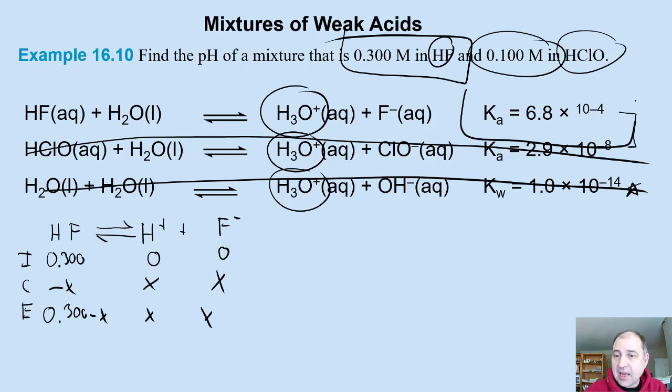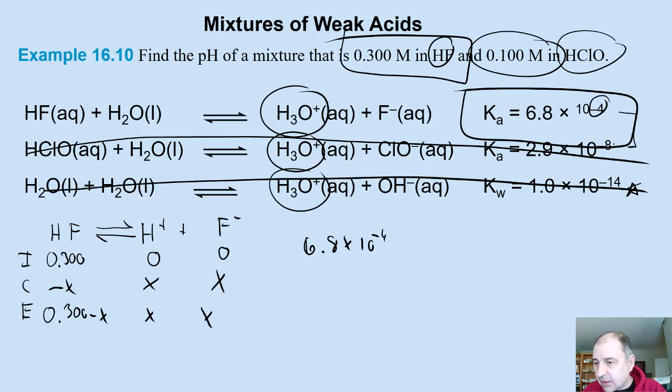I have Ka for HF. So Ka, which is 6.8 times 10 to the minus 4. I forgot to superscript that. Doesn't matter, not important. Ka equals x squared divided by 0.300 minus x. I'm going to assume this x is pretty small and this 0.300 is fairly large, so that the x in the denominator goes to 0.